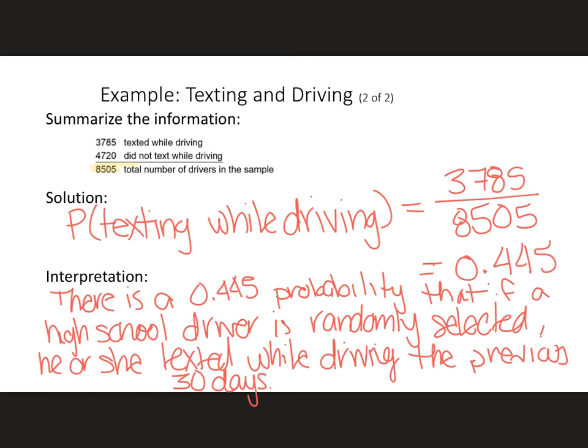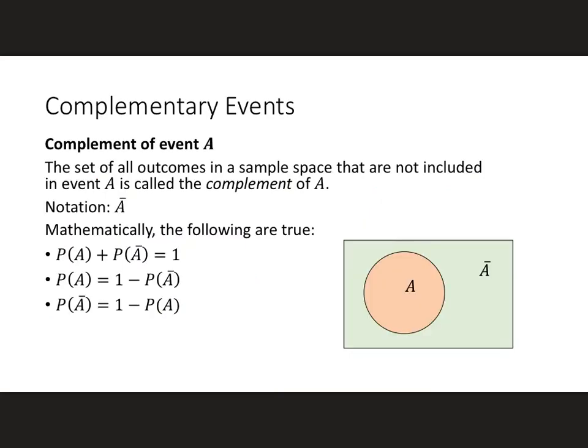Okay, so again, you're stating this as an interpretation. You could have also stated there is a 44.5% chance that if a high school driver is randomly selected, he or she texts while driving the previous 30 days. So, complementary events.